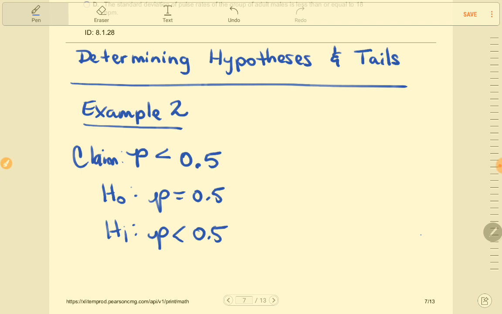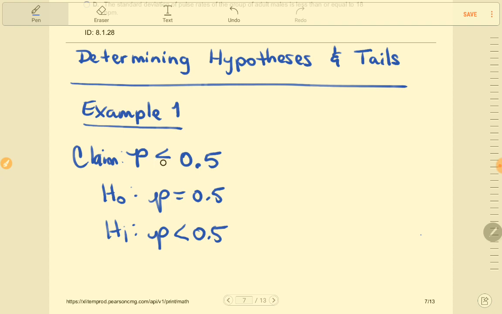Let's just back up again to example 1. We had to turn around the symbol of the alternative, so that would have been a right-tailed test. As soon as we say we're not going to allow even equality of 0.5, then the alternative is the exact same as the claim, and that is a left-tailed test. So you got to be careful.